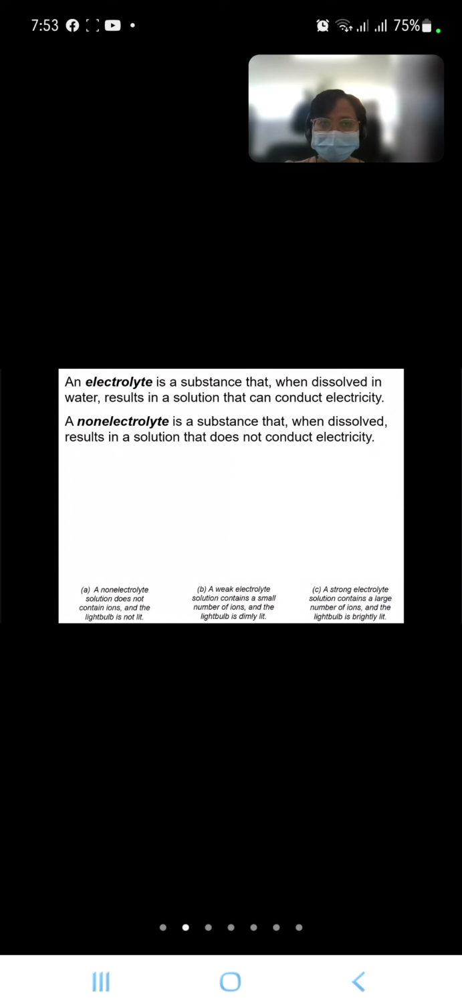Okay, so an electrolyte is not the solution itself, but it is the substance that is dissolved in water. And after dissolving that substance, it will result in a solution that can conduct electricity. The substance itself is what we call an electrolyte. So if the substance, when dissolved in water, results in a solution that cannot conduct electricity, the substance is considered a non-electrolyte.